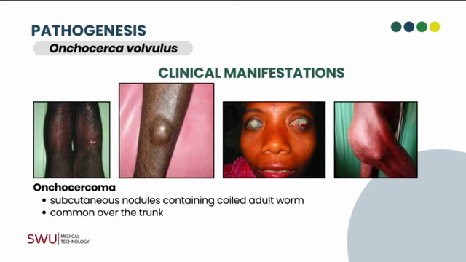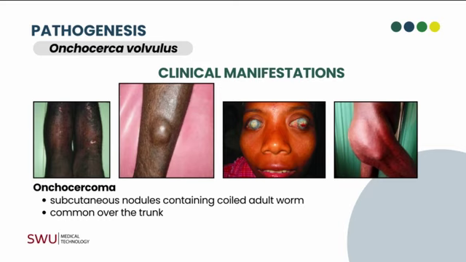However, this nodule or this onchocercoma is in fact beneficial also to the parasite because the parasite there, the adult worms that are tightly coiled, they are viable, meaning buhi sila.